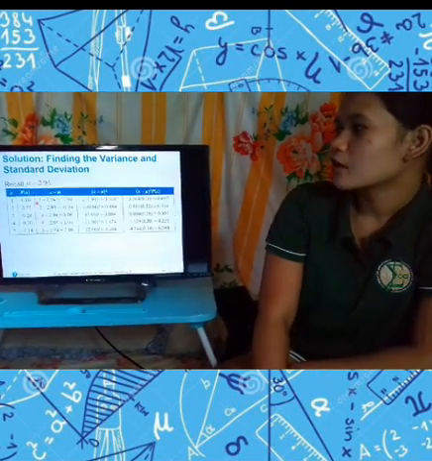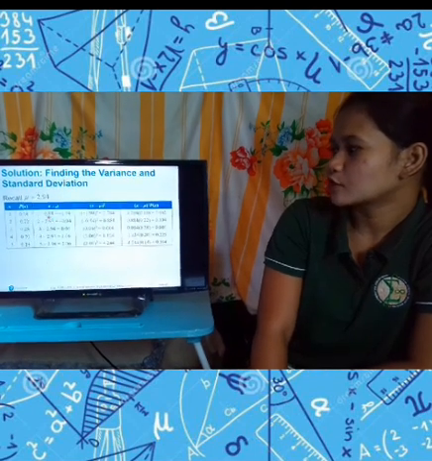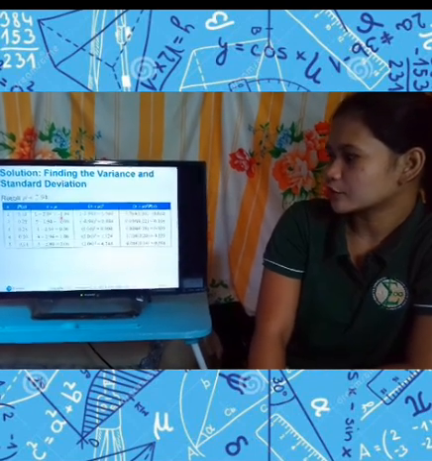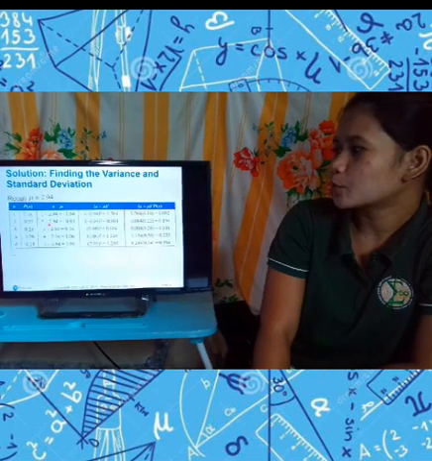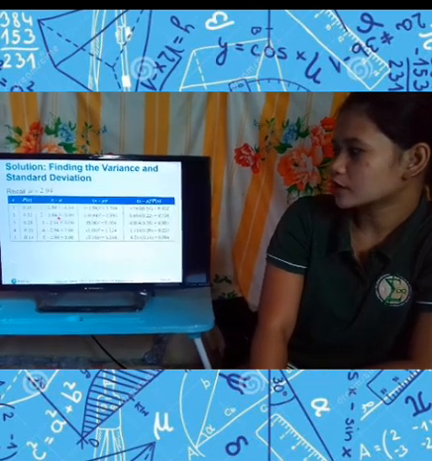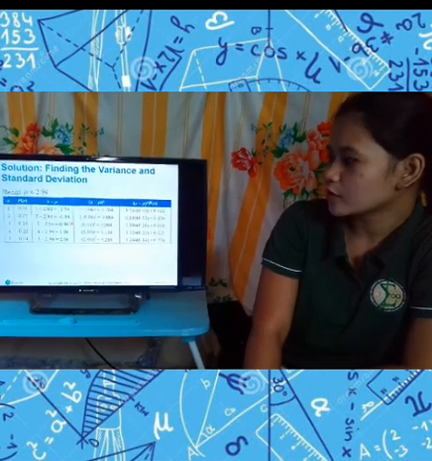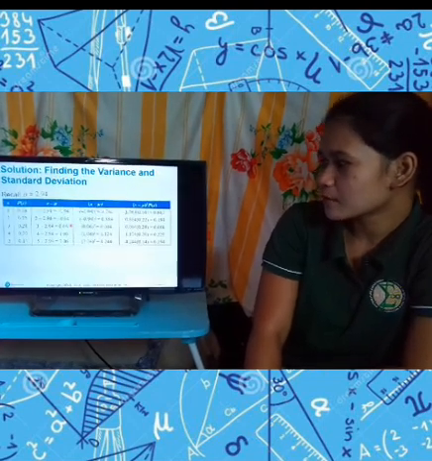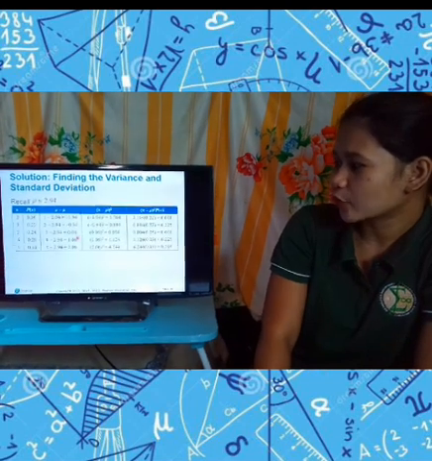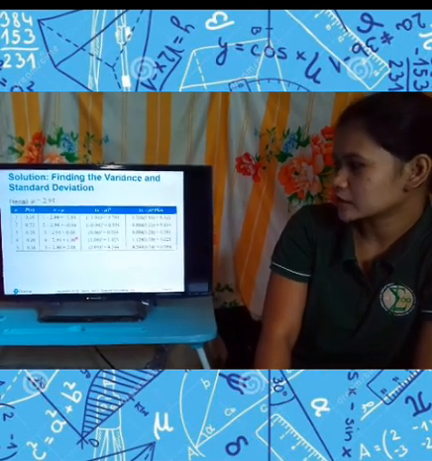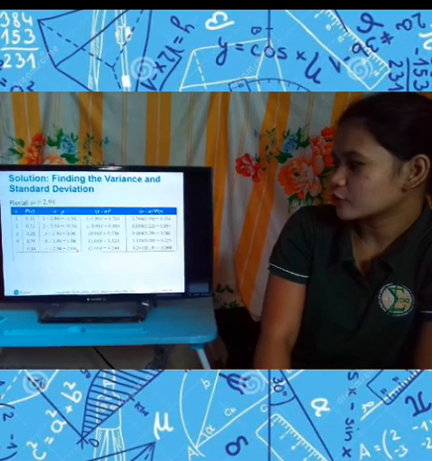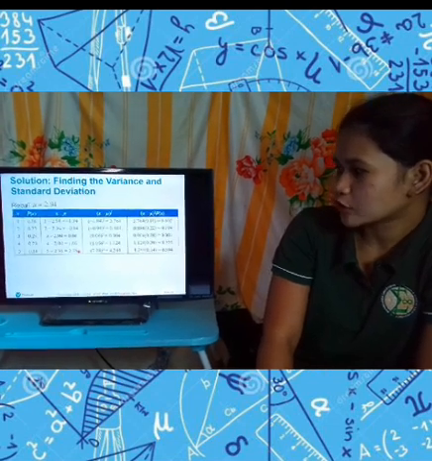So, 1 minus 2.94 is equal to negative 1.94. 2 minus 2.94 is equal to negative 0.94. 3 minus 2.94 is equal to 0.06. 4 minus 2.94 is 1.06. 5 minus 2.94 is equal to 2.06.